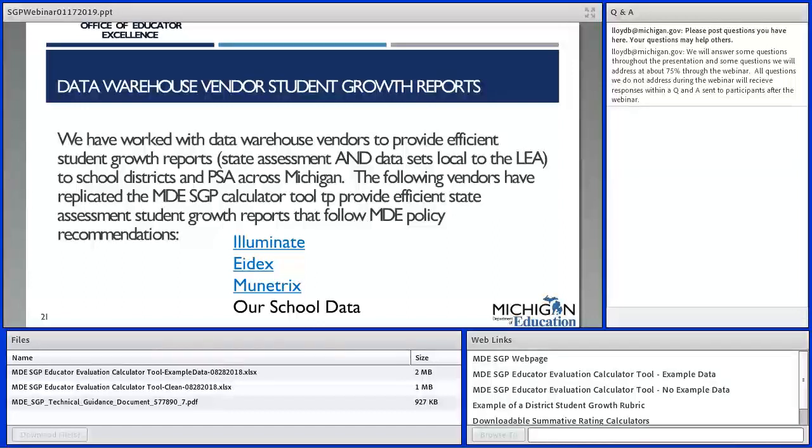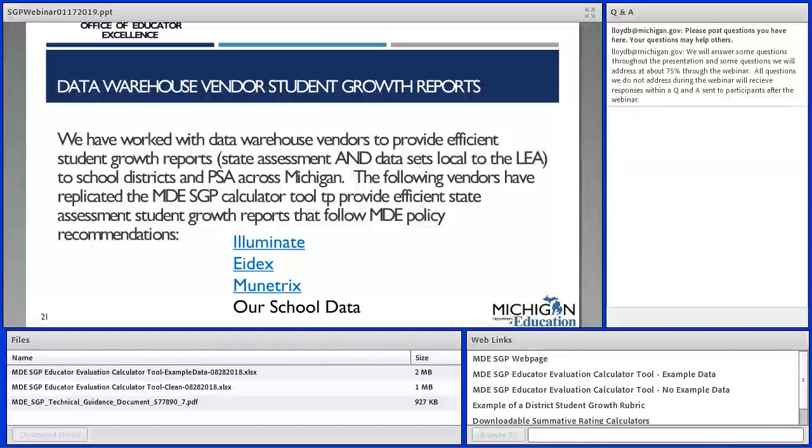So we need either districts to put this data in themselves using that spreadsheet tool, or work with vendors or entities such as My Data Hub that do have the ability to integrate state assessment data with student information systems that have access to teacher rosters, and that can integrate that data to much more efficiently provide these student growth reports. So we've worked with vendors that districts were already using across the state.